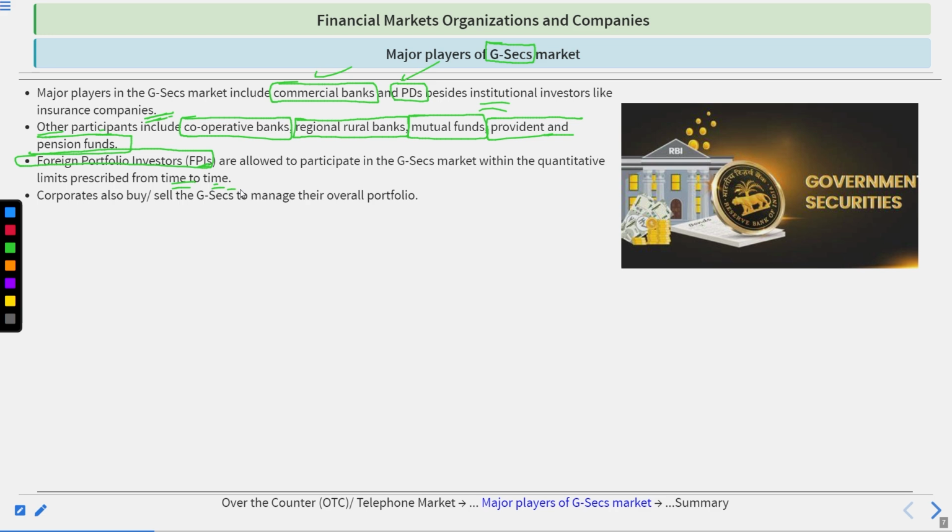That's why they are allowed to participate in the GSEC market, but with some quantitative limits that are prescribed from time to time. It means they are not allowed to invest whatever they want. They could invest up to a certain percentage only. The corporates are also allowed to buy and sell GSEC to manage their overall portfolio.